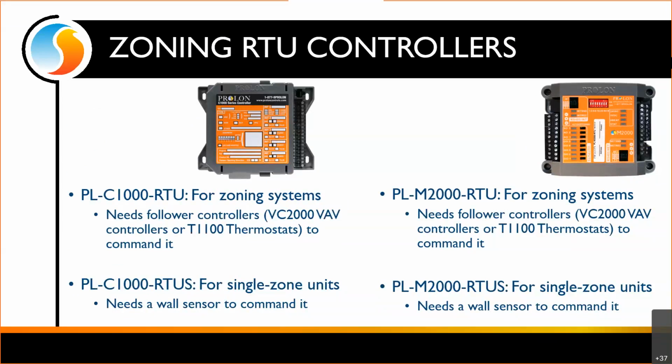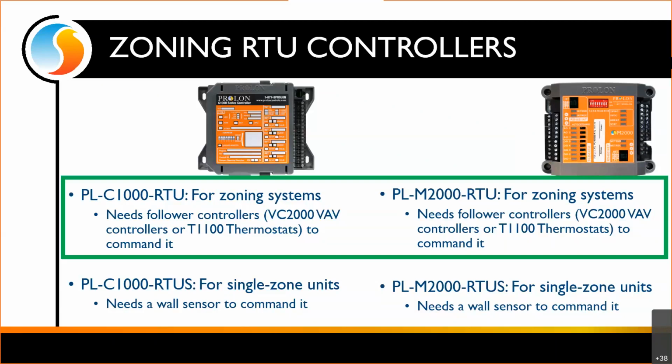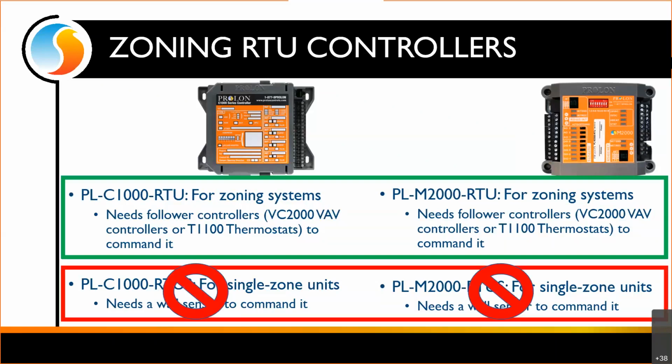We must go with the RTU. And the same can be said for the M2000 platform. So we have the PLM 2000 RTU, which is dedicated for zoning systems. And there's the M2000 RTUS, which is for single zone systems. Now, in this presentation, we are going to focus on the RTU profiles, and we are not going to look at the RTUS because that's for single zone applications, which is not what we are talking about today.